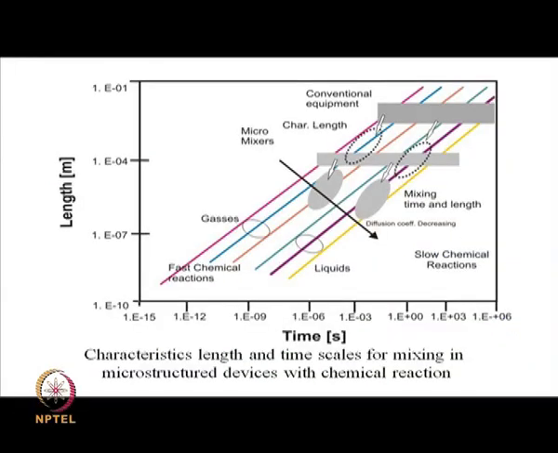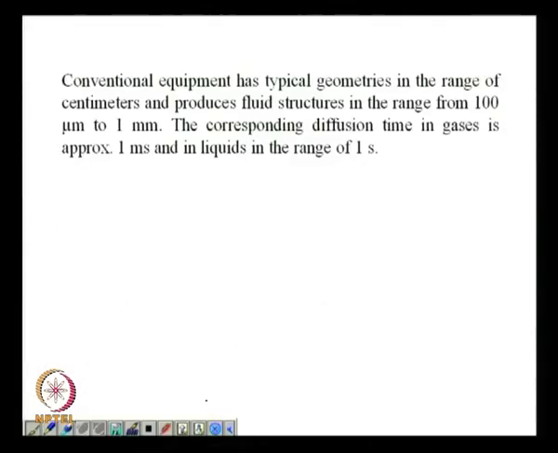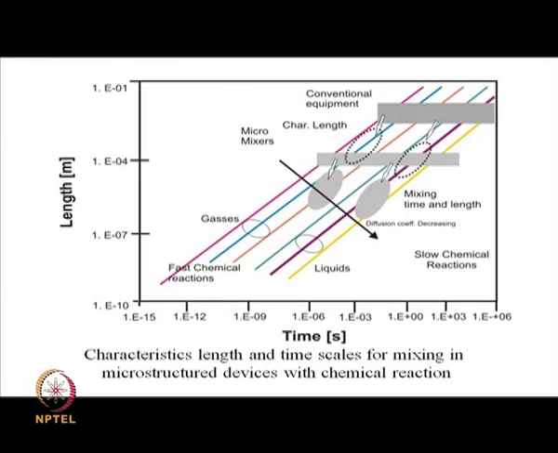So, the time scale of such a process is going to be small, which is made clear in the next figure. Now, over here we have the length on one axis, and on the x axis we have the time. So, it is basically the characteristic length and time scales for mixing in small devices. Now, a macro device has a length scale which is typically in the range of centimeters. The fluid packets with which you can represent the process in conventional equipment have sizes from 100 micron to about 1 millimeter, and then we look at the corresponding diffusion time over here.